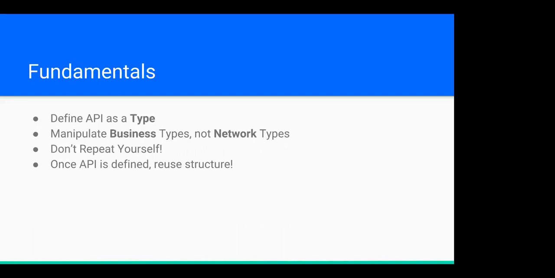We're going to be defining our handler functions in terms of the business types of our applications so that we can avoid having to deal with the network types at too low a level. We're also going to follow the principle of don't repeat yourself. We're going to use Servant to create a structure, and we'll be able to use this structure to generate a lot of code for us so that we don't have to repeat ourselves.